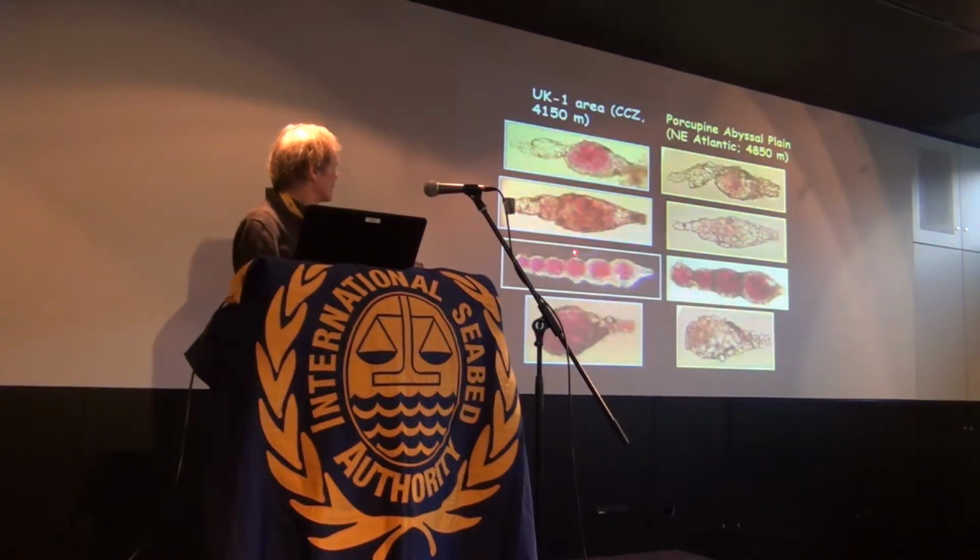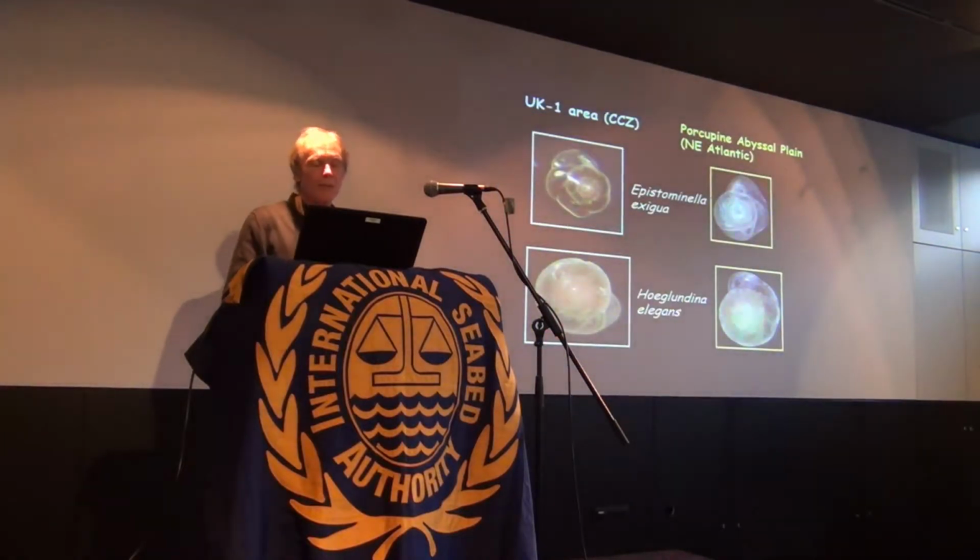So these are specimens from the UK1 area in the eastern CCZ, and these are specimens from the Porcupine Abyssal Plain in the northeast Atlantic, and they really look very similar, so based on the morphology you would place them in the same species. These are all agglutinated, these are formicinids, and this is a single-chambered thing which is similar to the formicinids. It's the same story with the calcareous forams.